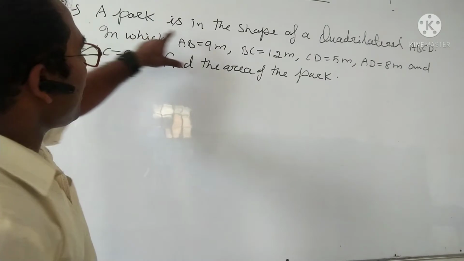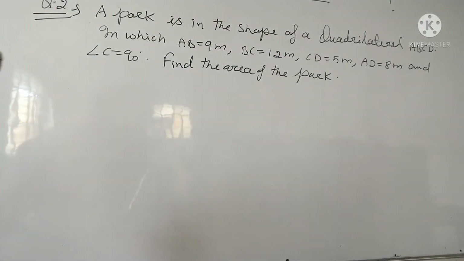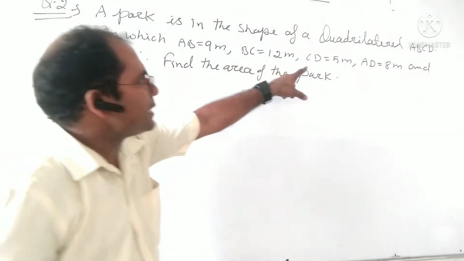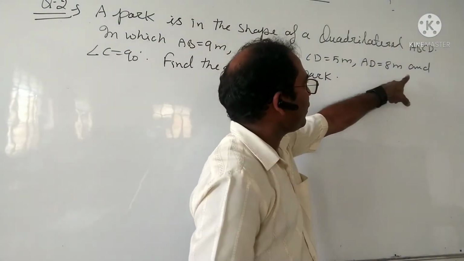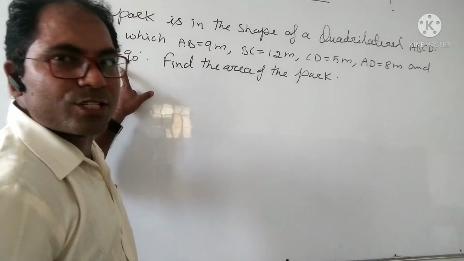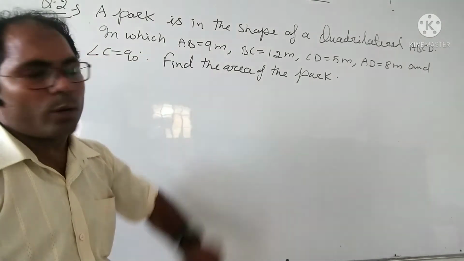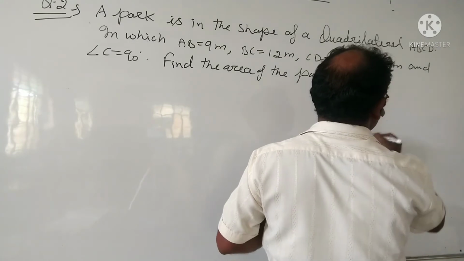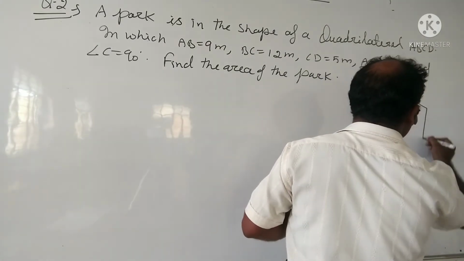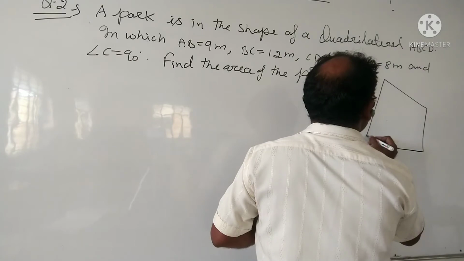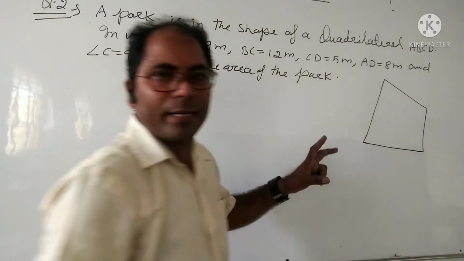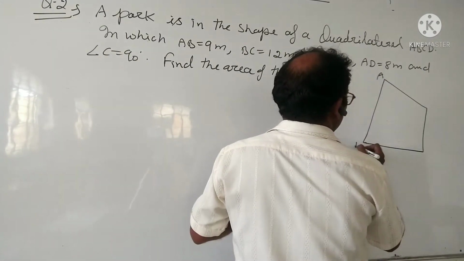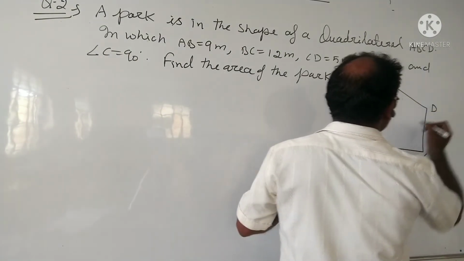You can see here a park is in the shape of a quadrilateral ABCD in which AB is 9 meter, BC 12 meter, CD 5 meter, AD 8 meter, and angle C is 90 degree. Find the area of the park. Okay, so here this is the park, maybe in the shape of the quadrilateral A, B, C, D.